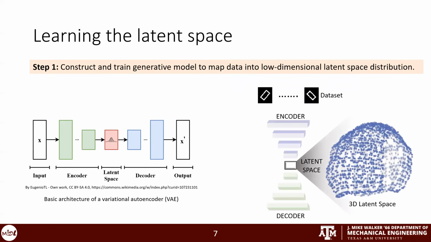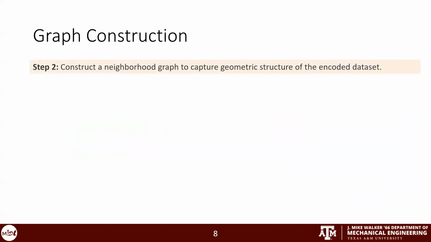VAEs typically consist of an encoder that reduces the dimensionality of the input into a latent space distribution that maps somewhat close to a normal distribution, and a decoder that takes sample points from the latent space and reconstructs it into the original input space. Here we show an example of a three-dimensional latent space, which is learned by a VAE for a dataset consisting of rectangles of varying sizes and orientations.